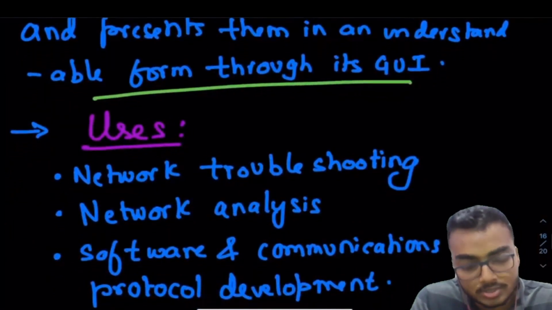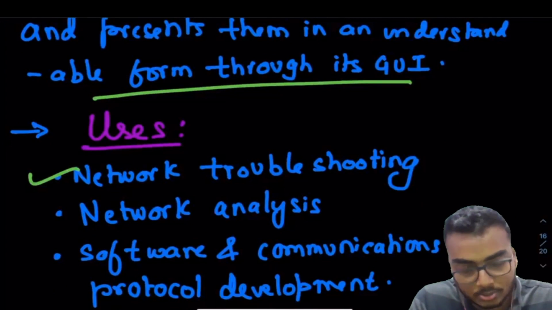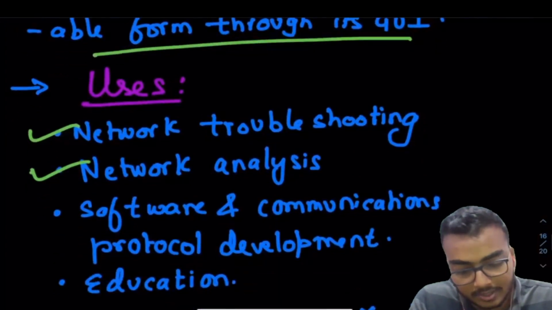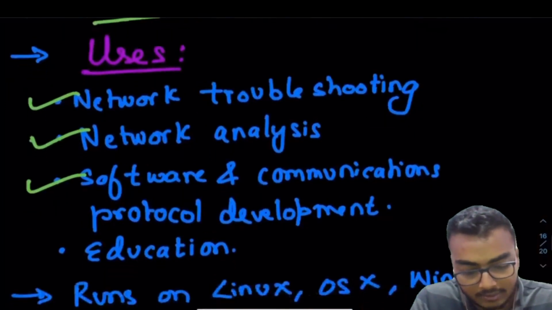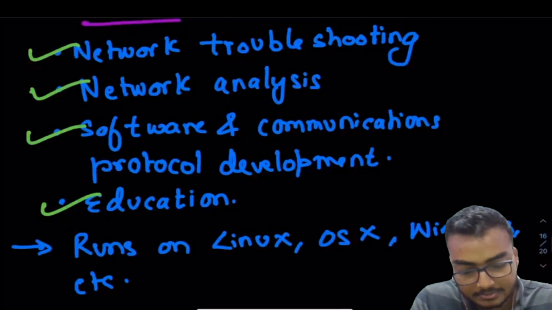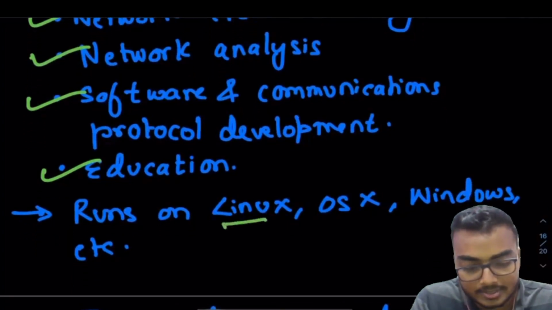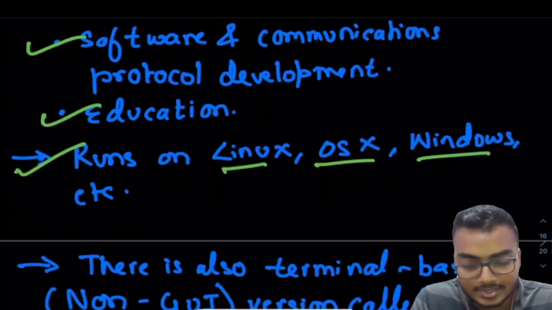What are the various uses of Wireshark? Number one, it is used for network troubleshooting. Second, it is used for network analysis. Third, it is used for software and communications protocol development. Fourth, it is used for education purposes. It can run on operating systems such as Linux, OS X, that is Mac OS, Windows, etc.